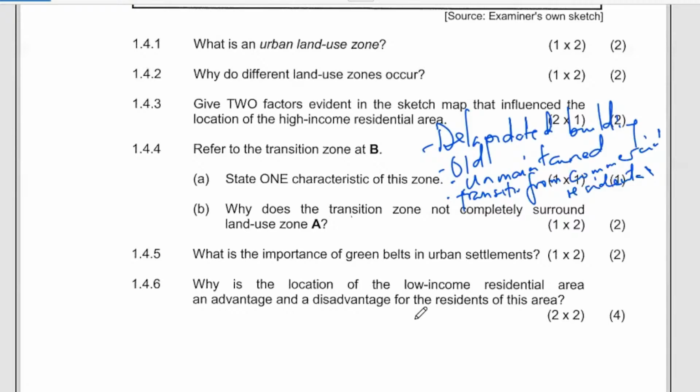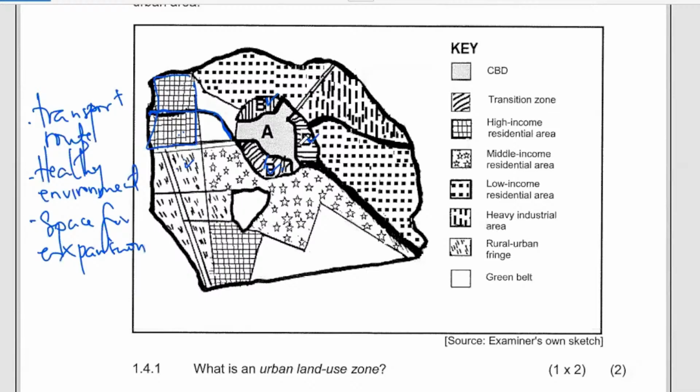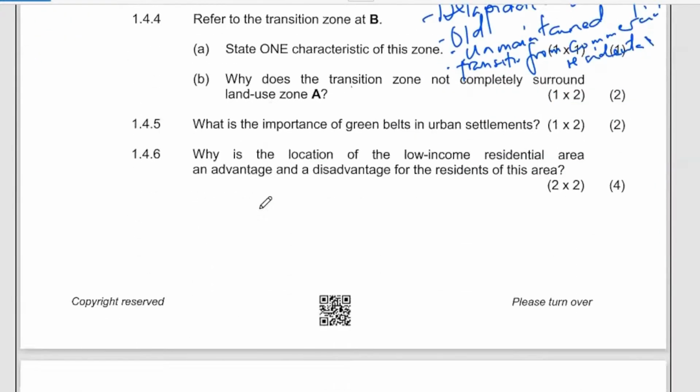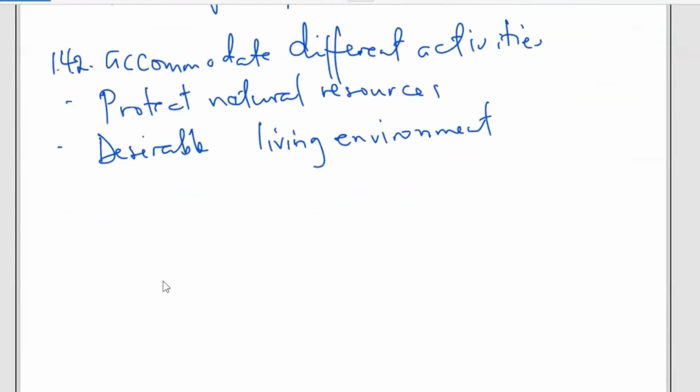Right. Moving on to the next question. Why does the transition zone not completely surround land use zone A? Why is this transition zone not completely enclosing? You can see there's 1, 2, 3, but we're supposed to have it in concentric circles, but it's not enclosing the CBD. Why do we have such a situation? Right, 144A, I'll indicate it here.